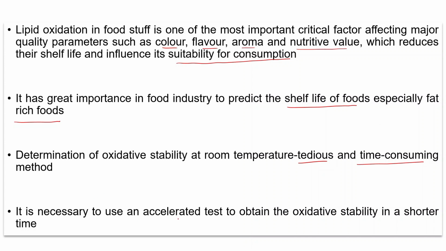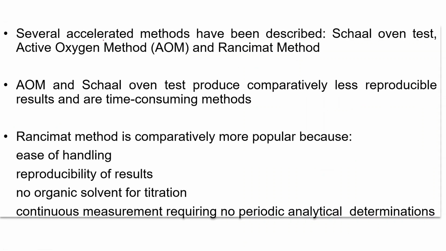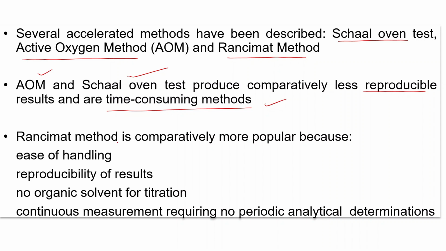So it is necessary to use an accelerated test to obtain the oxidative stability in a short period of time. Now there are earlier several accelerated methods that have been described, like the Schaal oven test, the active oxygen method, and now Rancimat. Now the active oxygen method and the Schaal oven test produce comparatively less reproducible results and are time consuming methods. So that's why Rancimat has become comparatively popular, because it is easy to handle. There is reproducibility in the results.